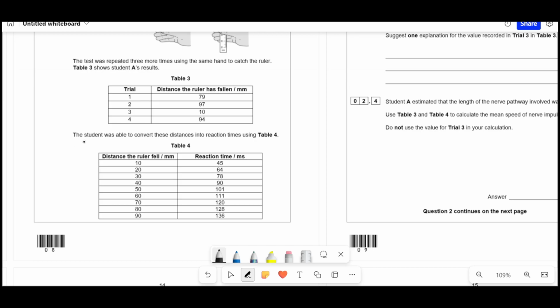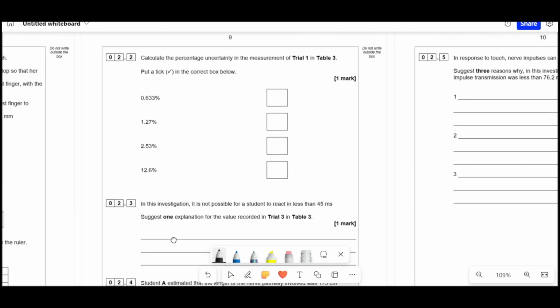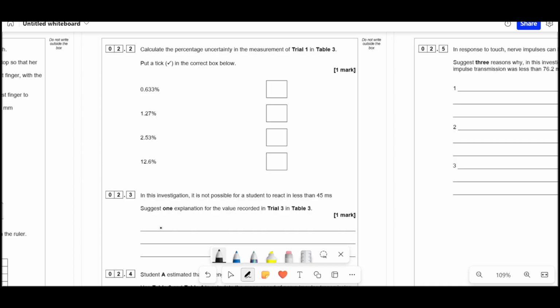Then it says the student was able to convert these distances into reaction times using table 4. So we got the distance that the ruler had fallen, 10, 20, 30, and so on, and then the reaction time as well. So again, describe the pattern. As this distance increases, it looks like the reaction time is also increasing. Cool. So now it says, calculate the percentage uncertainty of the measurement of trial 1 in table 3.